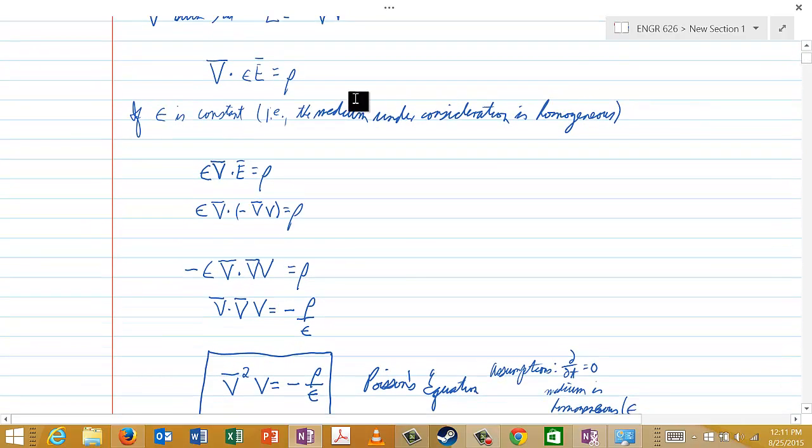Here's the equation we have now. When we substitute epsilon E for D, we get this equation. And as I said, if epsilon is constant, then of course it can be brought out of this divergence operator, and so we have epsilon multiplied by the divergence of E is equal to rho.